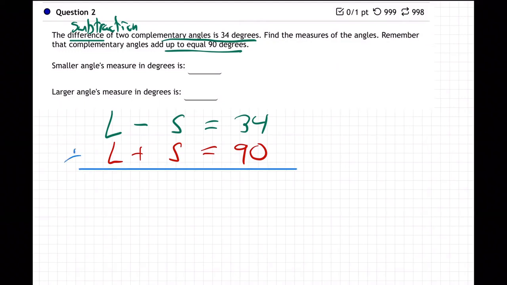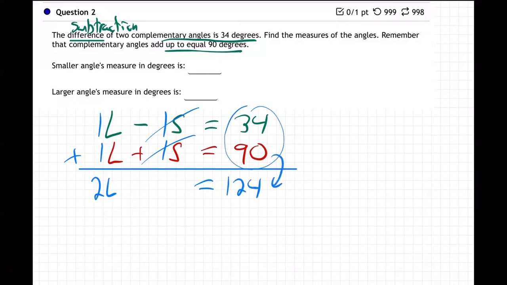Why would I do that? Well, because these guys, minus 1s and plus 1s, they're just going to cancel right away. It's super nice. 1L makes 2L. And this is 124 when I add these numbers up. You see what happened there?